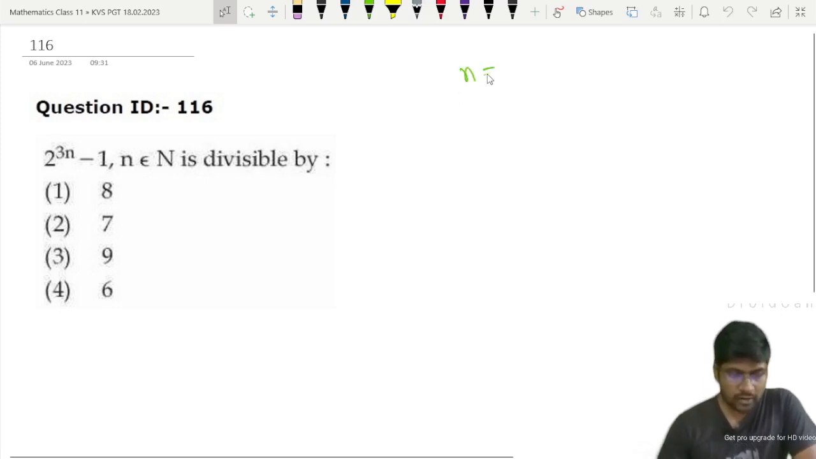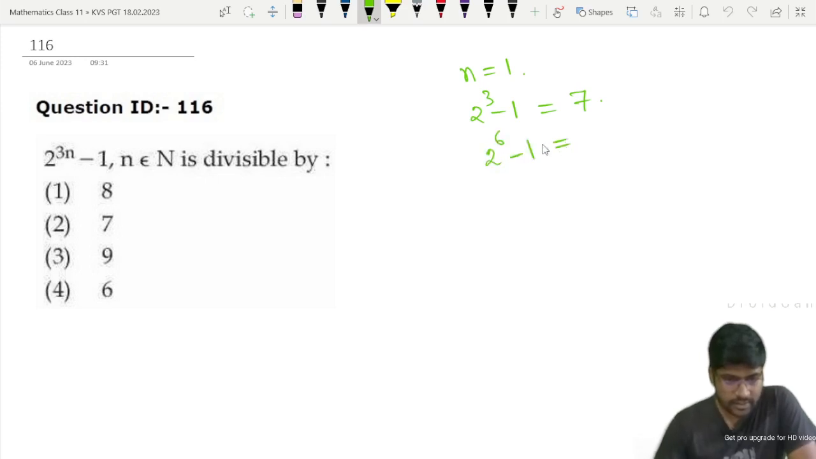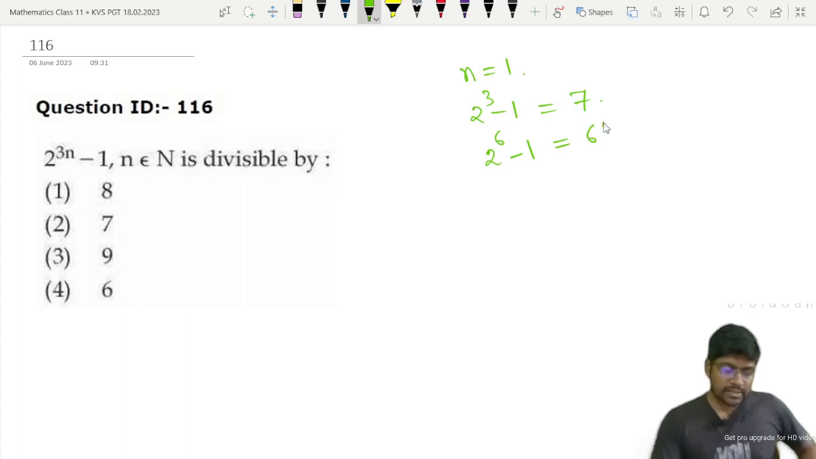So for n is equal to 1, what is the given statement? 2 to the power 3 minus 1, that is equal to 7. Okay, for n is equal to 2, what we will get? 2 to the power 6 minus 1. Now what is 2 to the power 6? 2 to the power 6 means 4 into 4 into 4, 64. 64 minus 1, that is equal to 63.